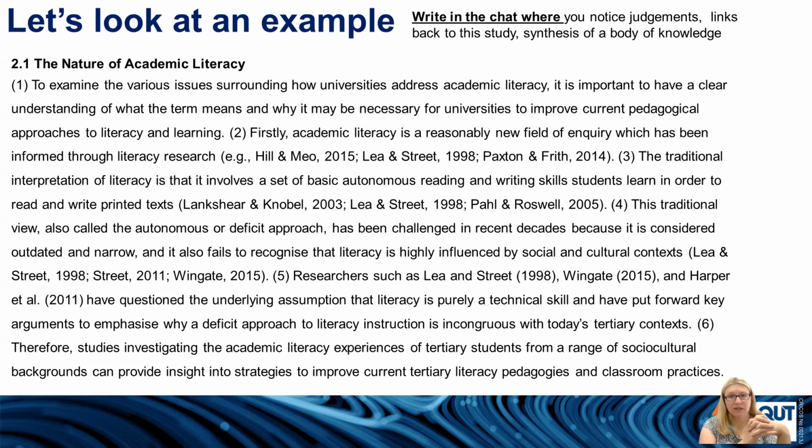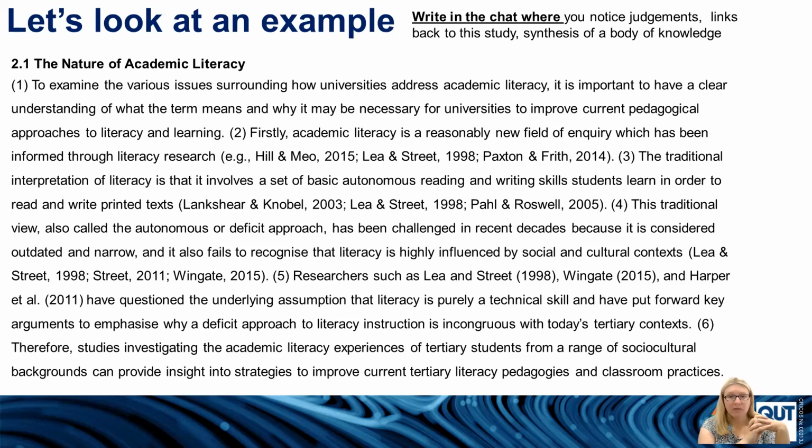Understanding what universities do. Firstly, academic literacy is a reasonably new field of inquiry, which has been informed through literacy research, right? So, setting the scene. The traditional interpretation is that it involves a set of basic autonomous reading and writing skills. But this traditional view, also called the autonomous or deficit approach, has been challenged because it's considered outdated and narrow and fails to recognize literacy as highly influenced by social and cultural context. Does this seem like a problem?